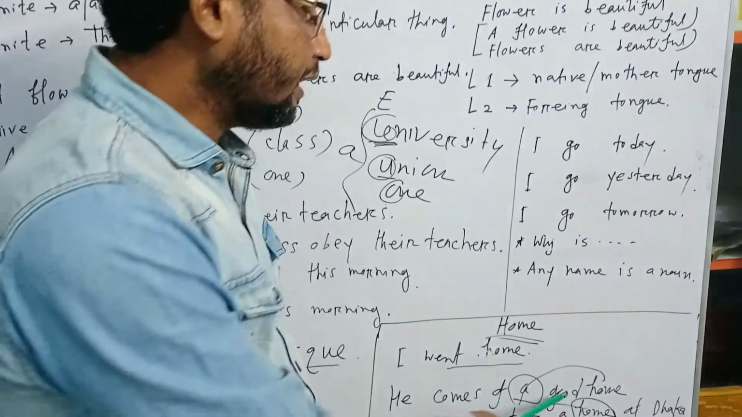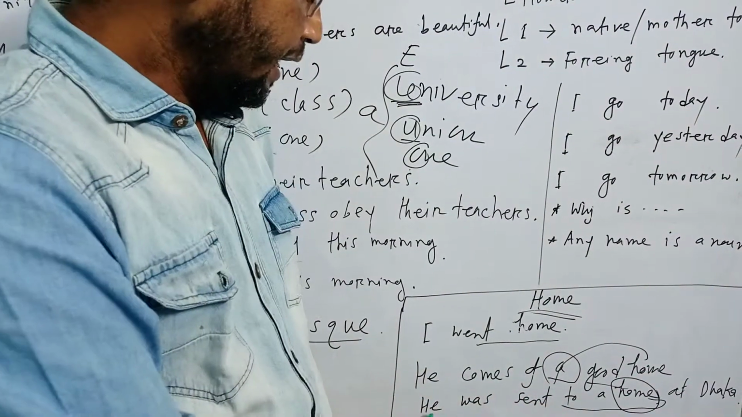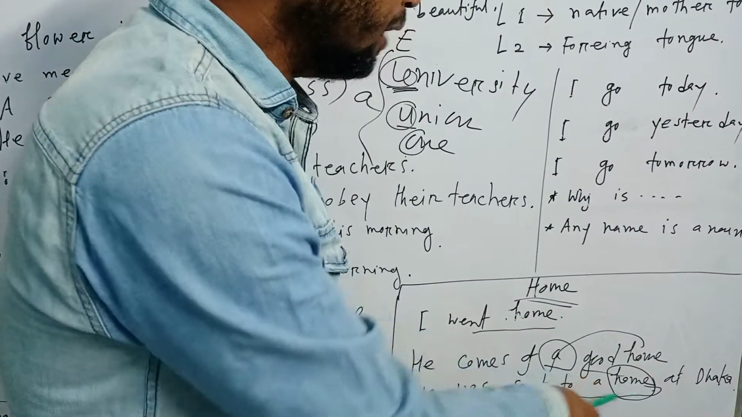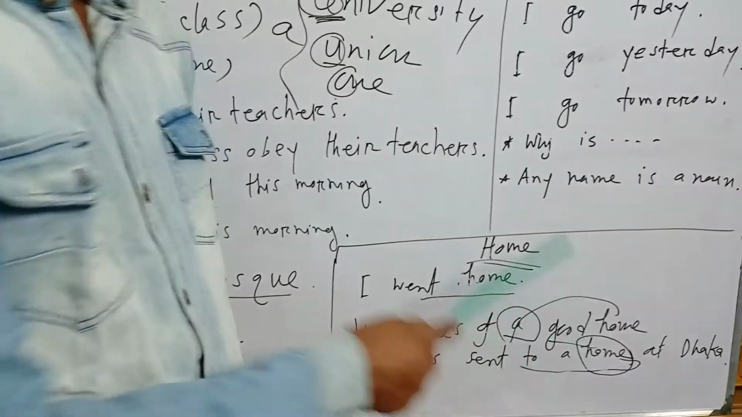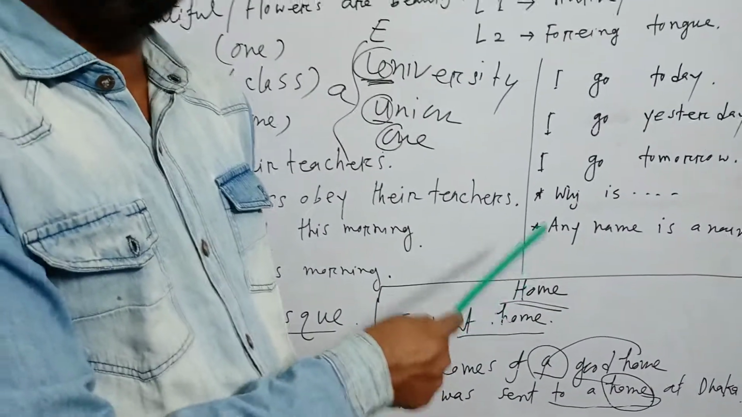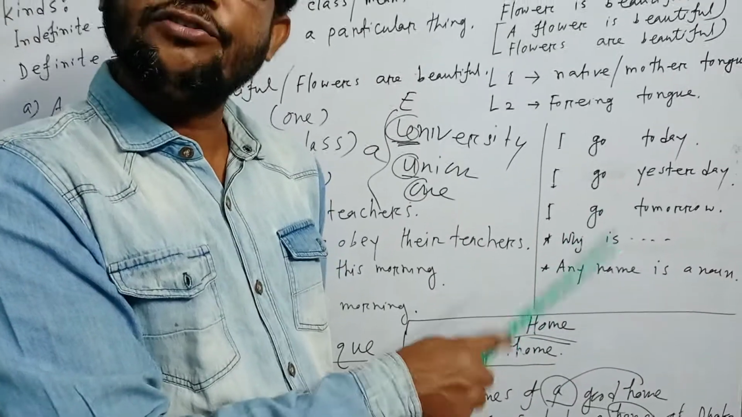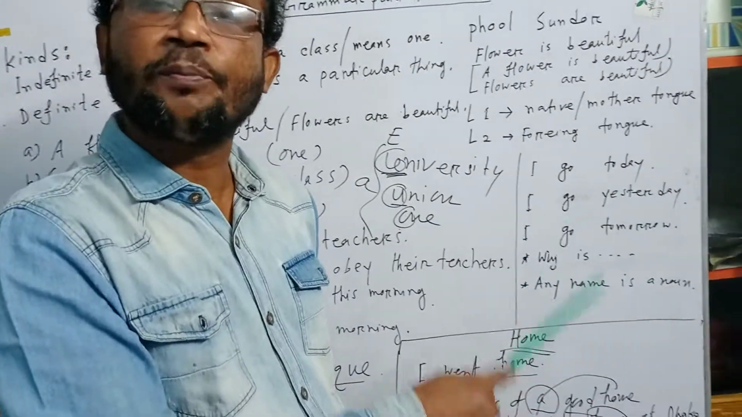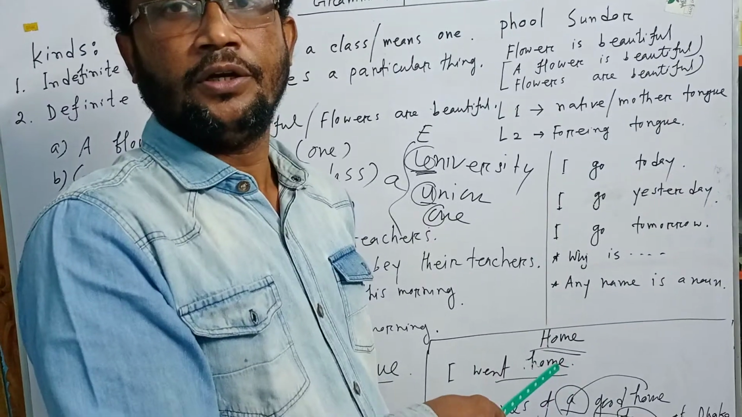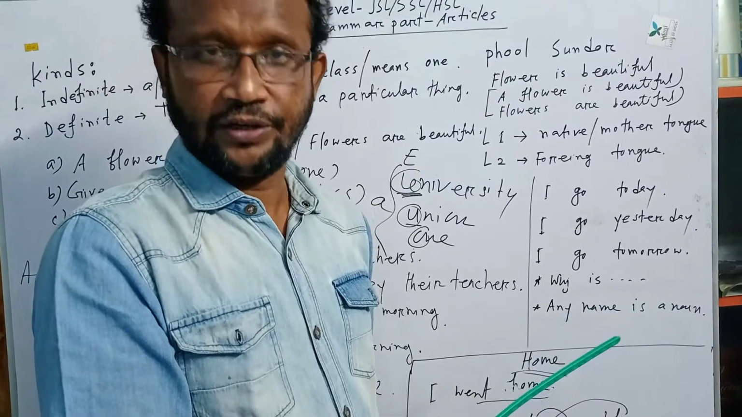He comes of a good home. Good home means parentage. He was sent to a home. A home means a hostel or a dormitory. So home sometimes takes no article when it refers to a dwelling place, but home takes articles when it refers to parentage or hostel.